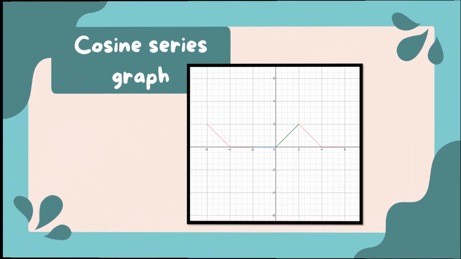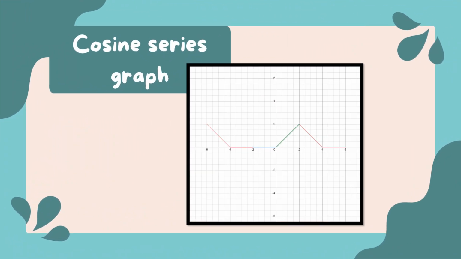For the cosine series, the graph is as shown in the picture. The red line is the reflection from the original line, which is the blue and the green line. And as you can see, the red line is between -6 to 6, which is the interval for this function.